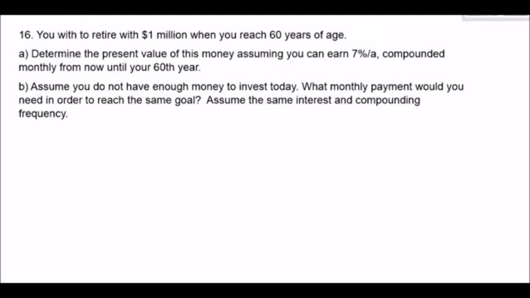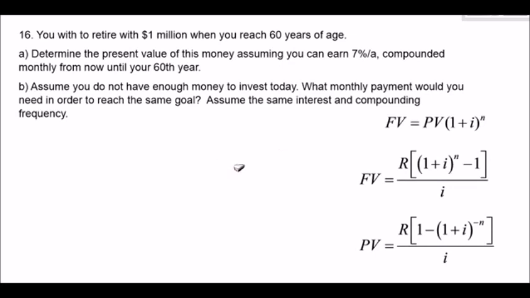There we go. You wish to retire with $1 million when you reach 60 years of age. Good idea. Determine the present value of this money, assuming you can earn 7% per annum, compounded monthly from now until your 60th year. Okay, so we're obviously going to need to talk about some financial equations.